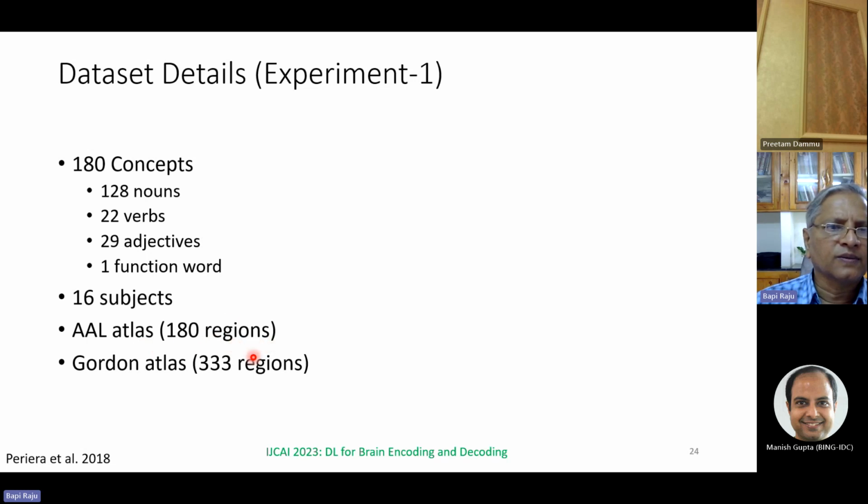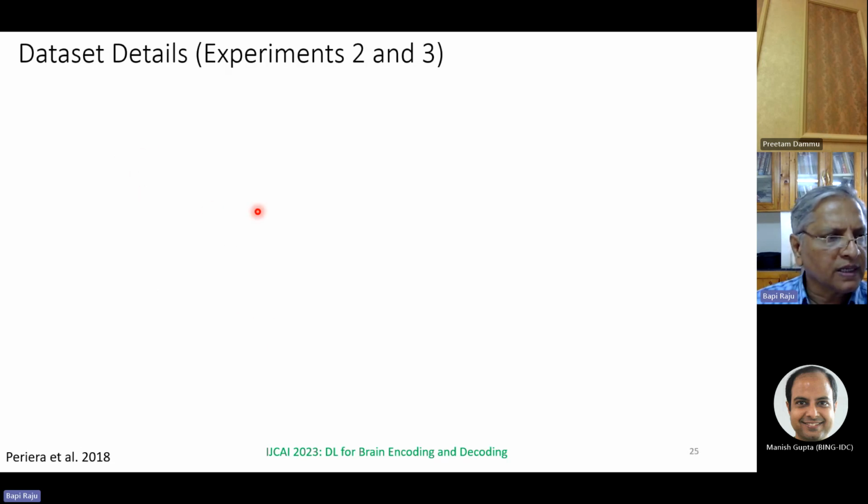And so they have looked at both diverse areas, 333 regions, or a smaller number corresponding to an AAL atlas, the automated anatomical labeling atlas of 180 regions. So the brain activity and the stimulus representations are provided.